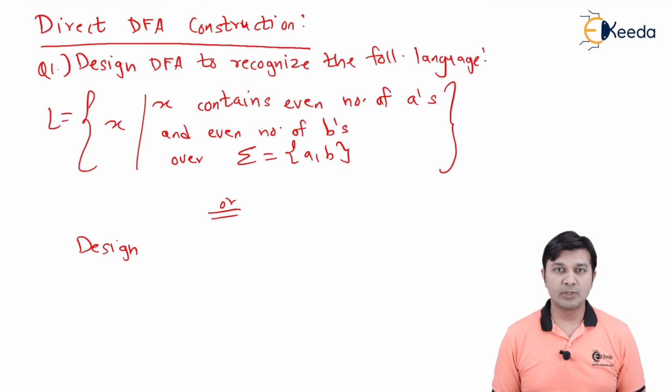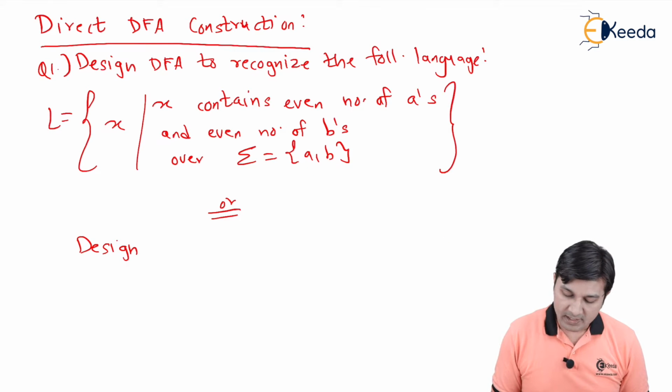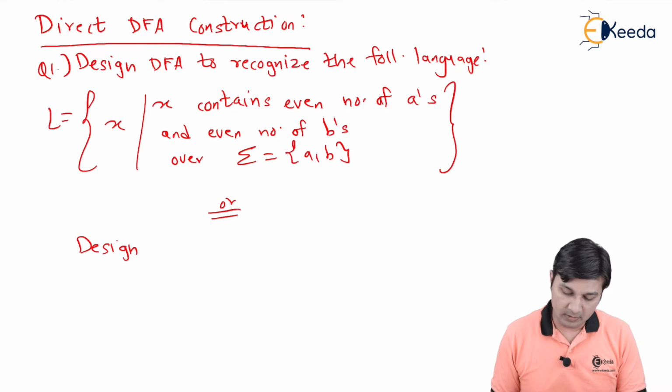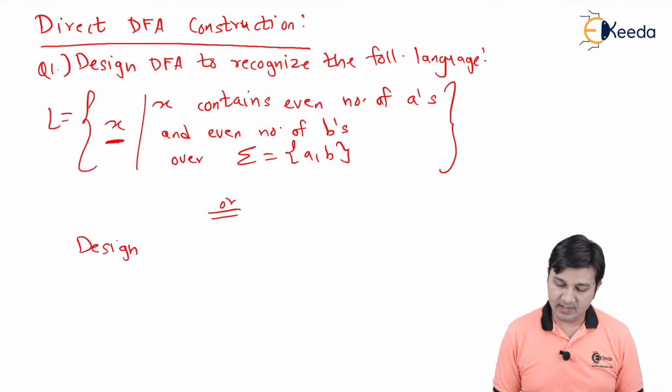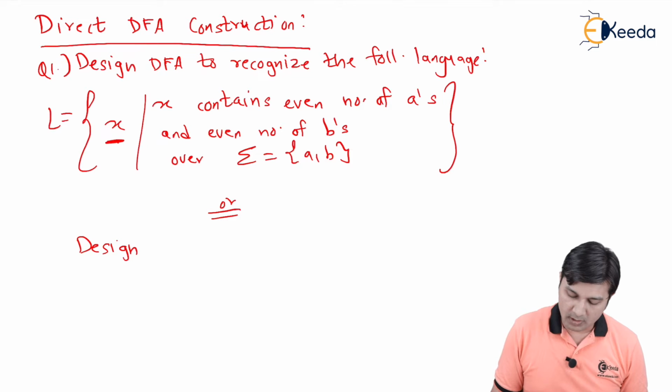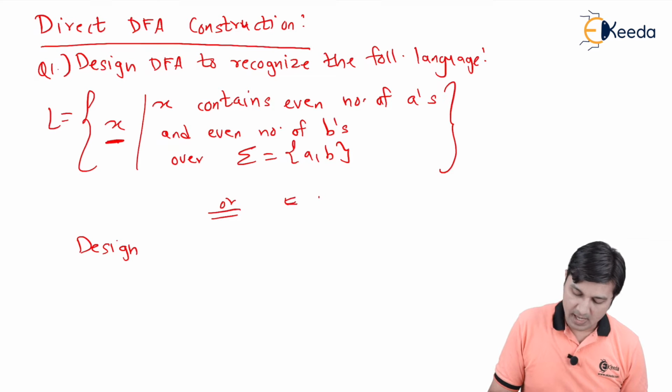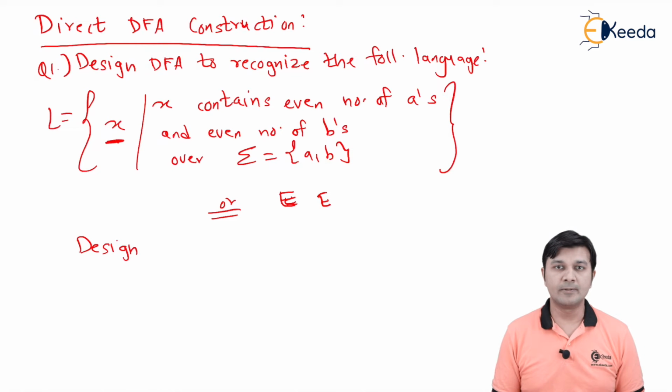The question given to us over here is, design a DFA to recognize the following language. L is equal to the set of all x such that x contains an even number of a's and an even number of b's over the alphabet {a, b}. So it is going to contain even a's and even b's. Anything other than that should be rejected.